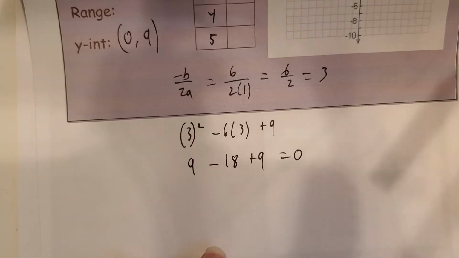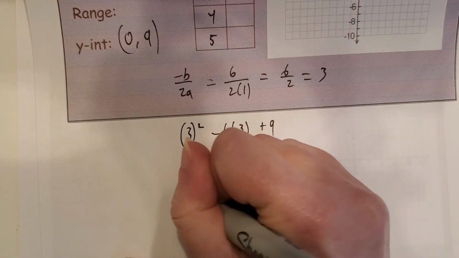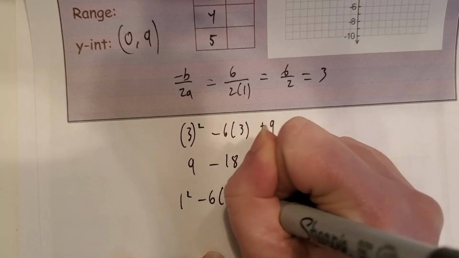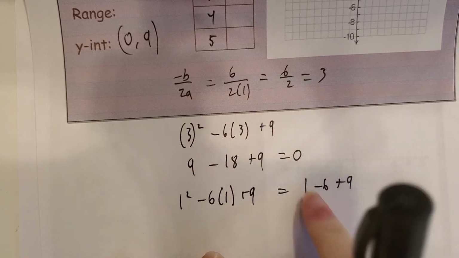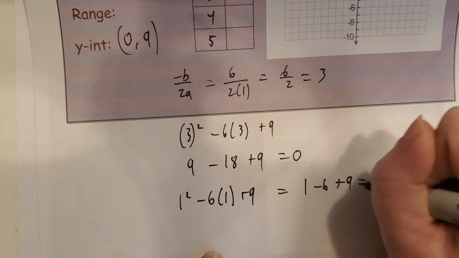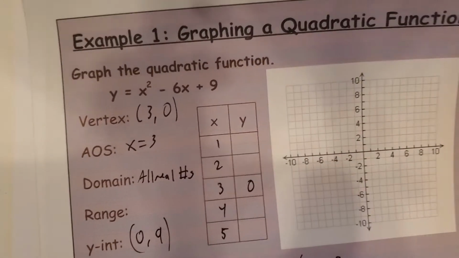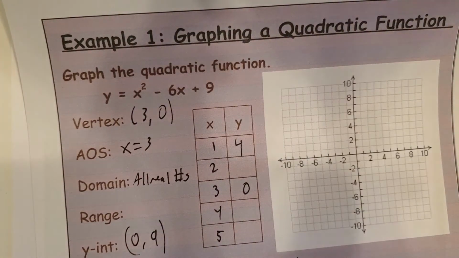So we're still going to have to plug 1 in for x. So I'm going to go back down here. 1 squared minus 6 times 1 plus 9. So that's 1 minus 6 plus 9. This is -5 plus 9 is 4. So the y value that goes with 1 is 4.